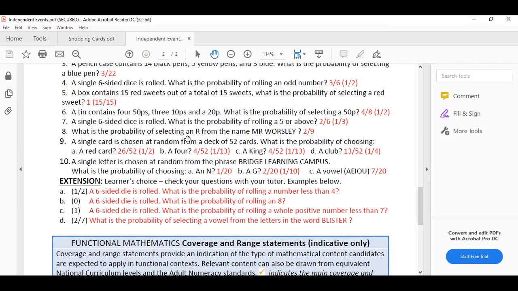What's the probability of selecting an R from the name Mr. Worsley? Okay, so here we have 2 9ths because there's 2 R's out of 9 letters.